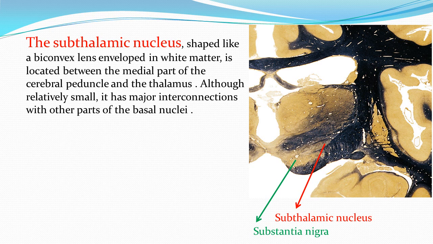It lies between the cerebral peduncle and the thalamus. Although relatively small, it has major interconnections with other parts of the basal ganglia. See, here is the subthalamic nucleus. This is the thalamus. Here is the subthalamic nucleus. It is biconvex in shape, and here is the midbrain.